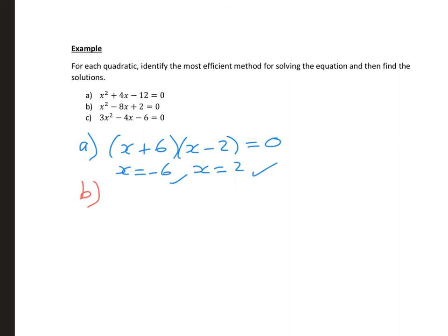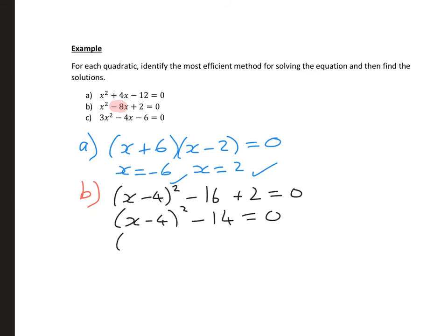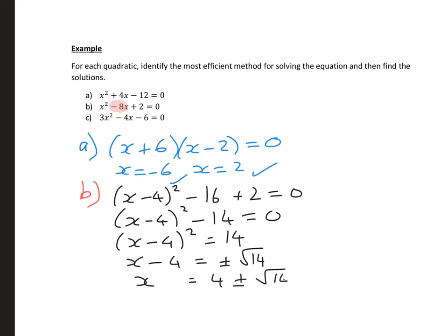Now for this one though, since there's no number in front of the x squared and I've got an even number there, I always find it easiest to complete the square. So x minus 4 squared, take away 4 squared, so take away 16, plus 2 is 0. So x minus 4 squared minus 14 is 0. Add 14 to both sides. Square root both sides. Now I need a plus or minus because I'm getting solutions. And add 4 to both sides. So 4 plus or minus root 14.